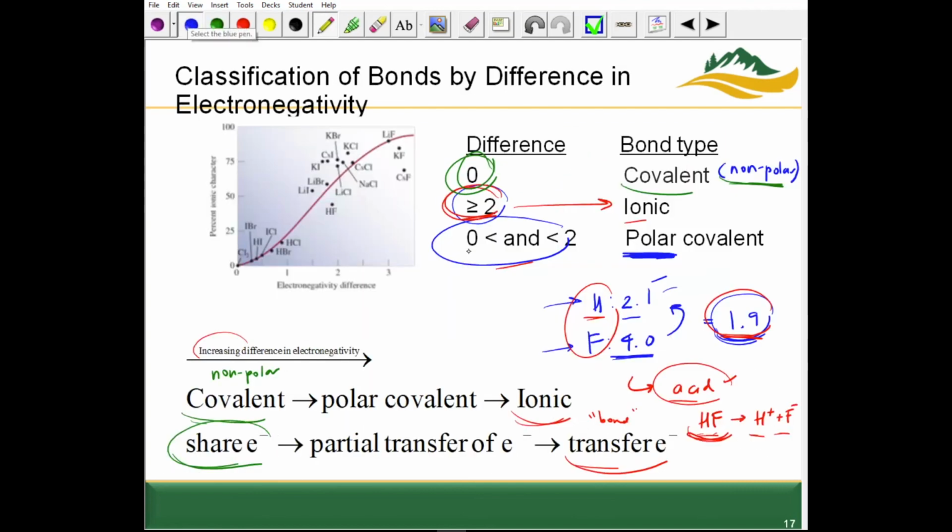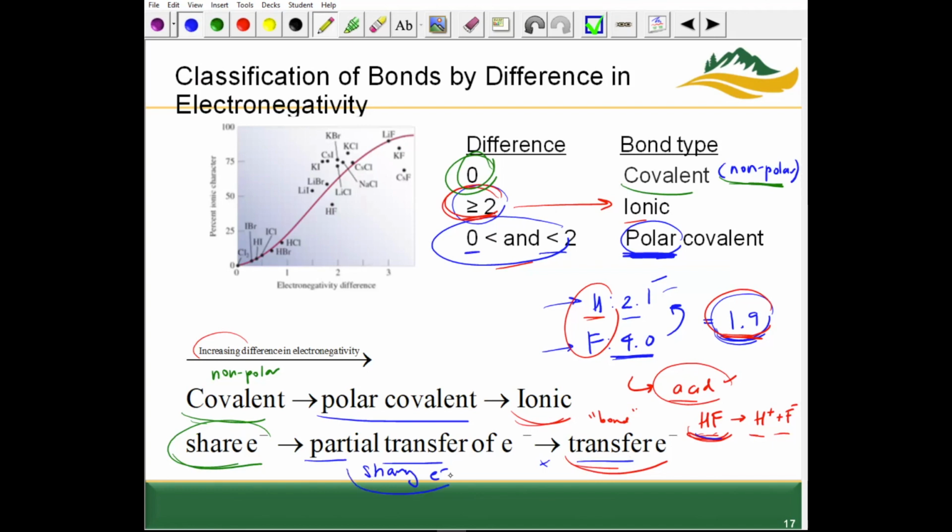Then if we do have some slight difference in electronegativity, that's when we get into polar covalent bonds. We have some region of more electron density around one atom and less electron density around the other atom. So like we saw for HF. So this is considered a polar covalent bond. There's a partial transfer of electrons, but they're still sharing electrons. It's not an ionic bond. There's not a complete transfer of electrons.